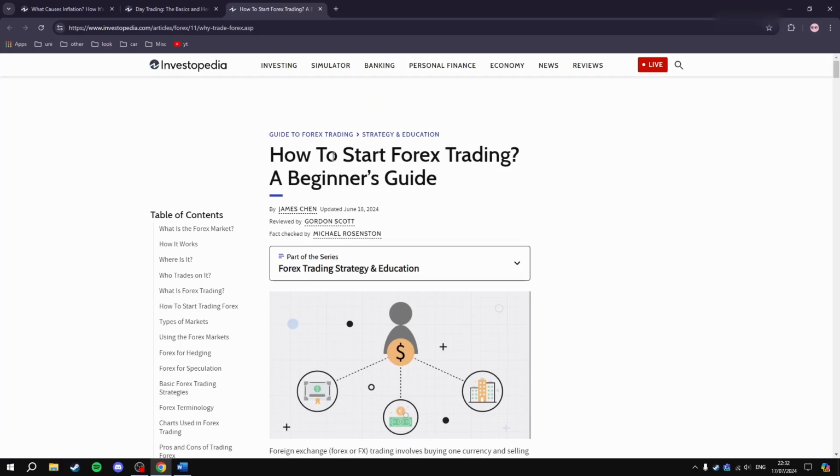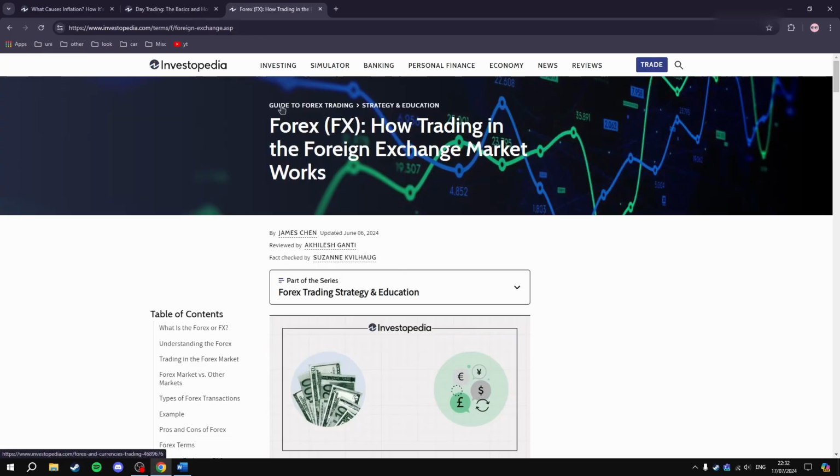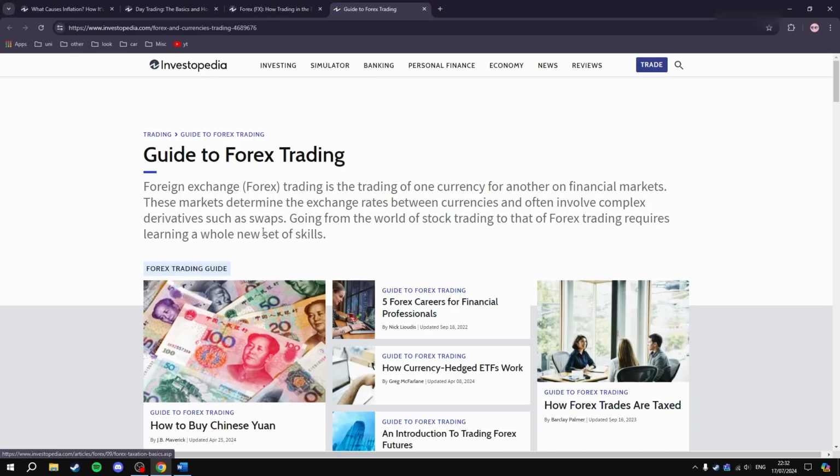So, how to start forex trading, a beginner's guide. Since this is the second article, let's go to the first one. Investopedia. Is there anything here? Guide to forex trading. Trading. There's more here. Let's go trading.